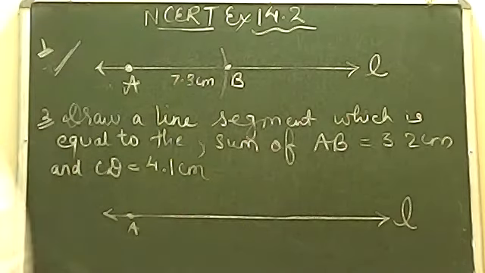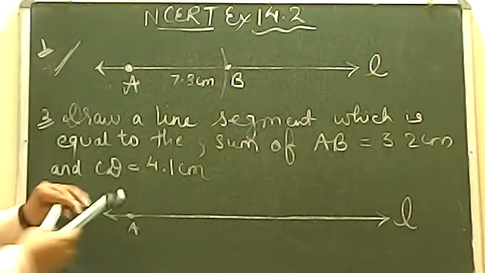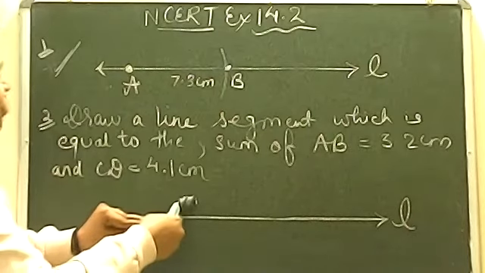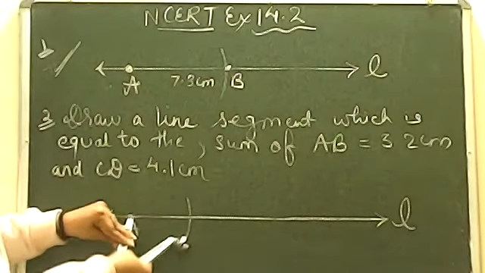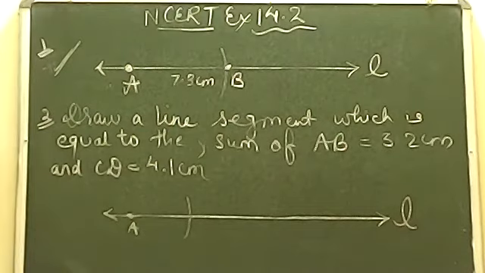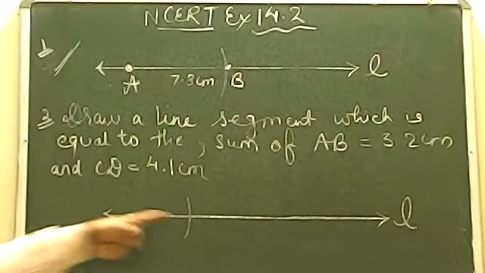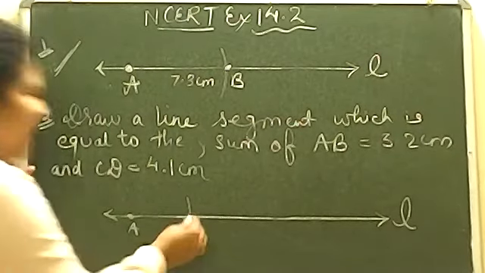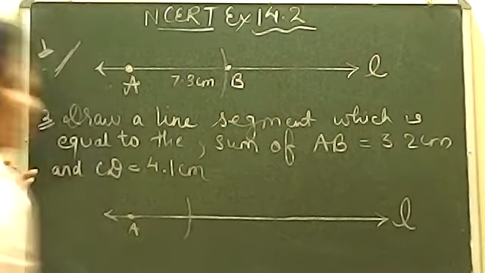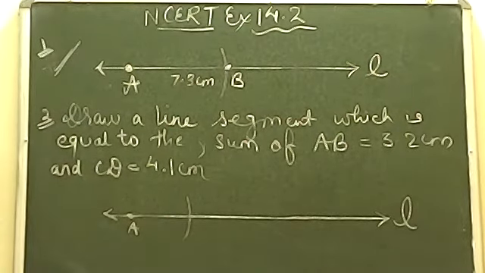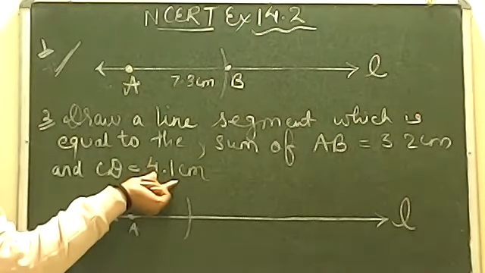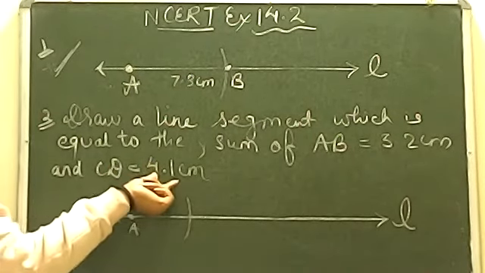Okay. And I will be just drawing an arc of AB, which should be of the measurement of 3.2. Okay. After drawing this point, I will mark this arc as a point. Okay, just a little bit, a very small point. Then you want CD and CD should be 4.1. Okay, CD should be 4.1.